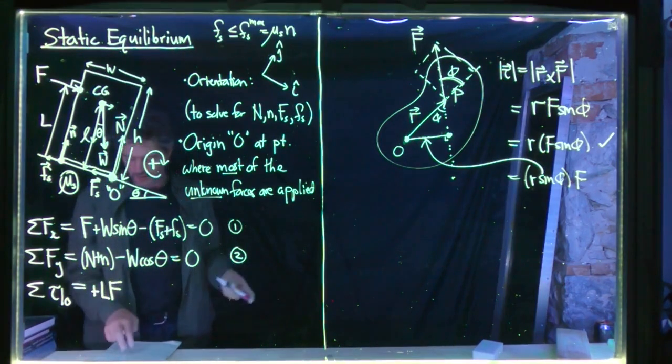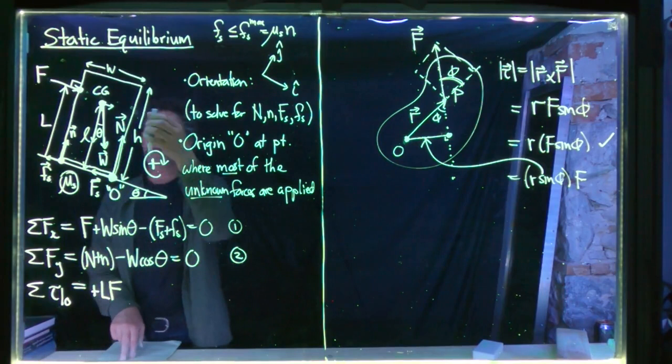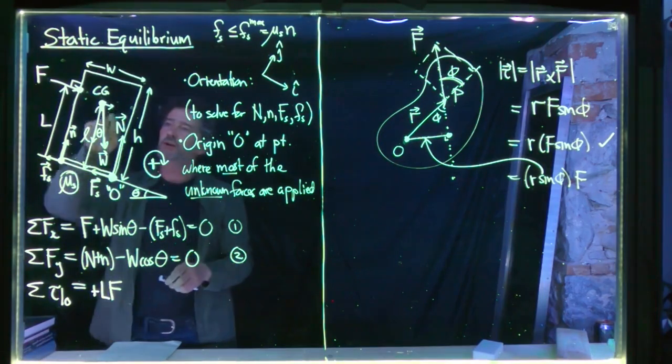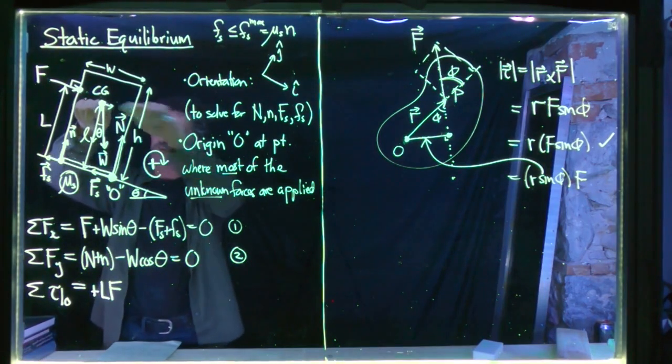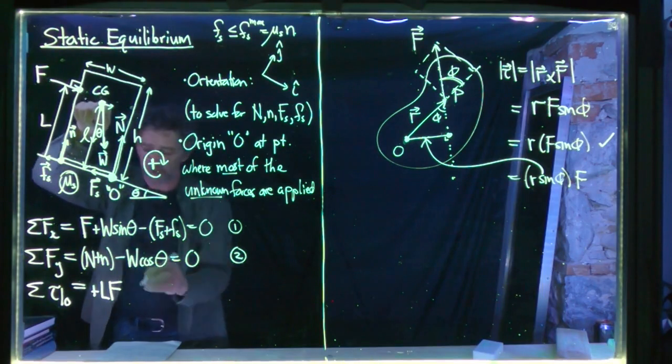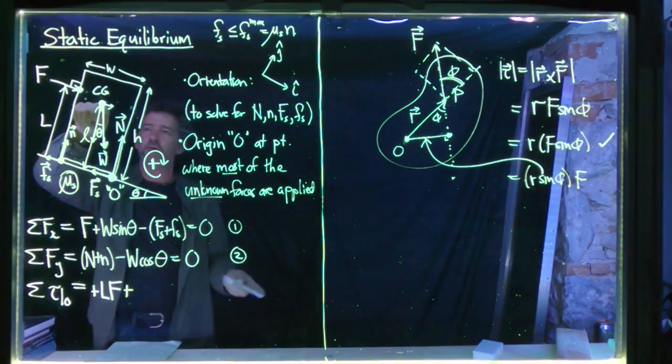Now let's look at the gravitational force. It's exactly the same. The gravitational force is clearly in that direction. It's clearly going to exert a clockwise torque about O, so it's going to be positive. And how much?